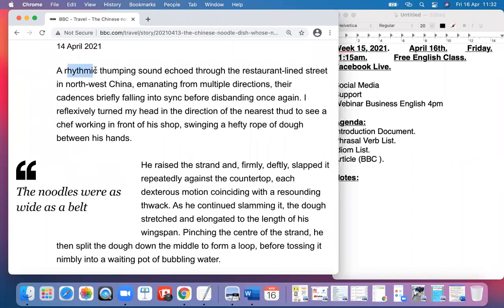A rhythmic thumping sound echoed through the restaurant-lined street in northwest China, emanating from multiple directions, their cadences briefly falling into sync before disbanding once again. Okay, I reflectively turned my head in the direction of the nearest thud, very, very difficult, to see a chef working in front of his shop, swinging a hefty rope of dough between his hands.